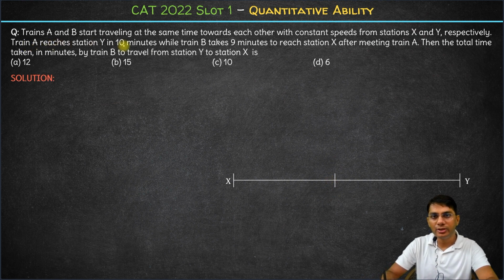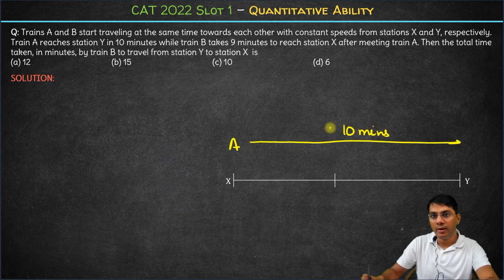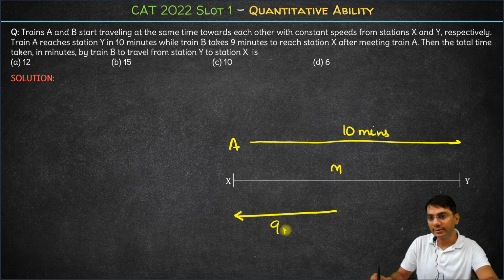Now train A reaches station Y in 10 minutes. So for train A, it takes 10 minutes to reach station Y. While train B takes 9 minutes to reach X after meeting A. Okay, so if this is the meeting point, B takes 9 minutes to go from the meeting point to X. This is 9 minutes. Okay, this is what we have. Then the total time taken in minutes by train B to travel from station Y to X is what? So what is the total time B takes to go from Y to X?